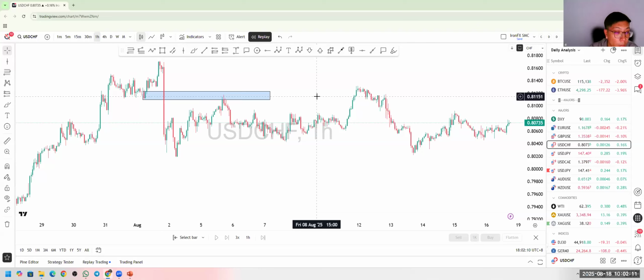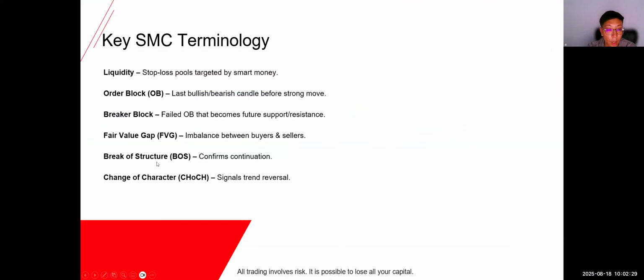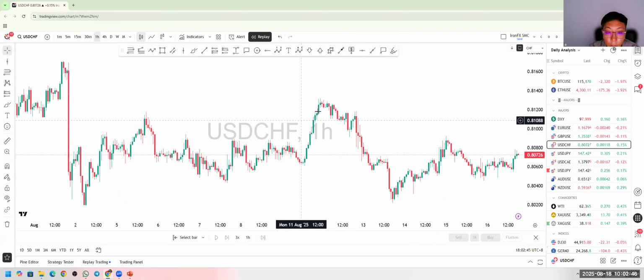Usually I wouldn't use breaker blocks because it's kind of complicated, and it's hard to spot as well. So what I'll just use is fair value gap on the block as well as Fibonacci levels. So then the next thing, of course, we have our good old fair value gap, which is an imbalance between buyers and sellers. If you focus on the fair value gap, you can see there are a lot of fair value gaps that you can spot.